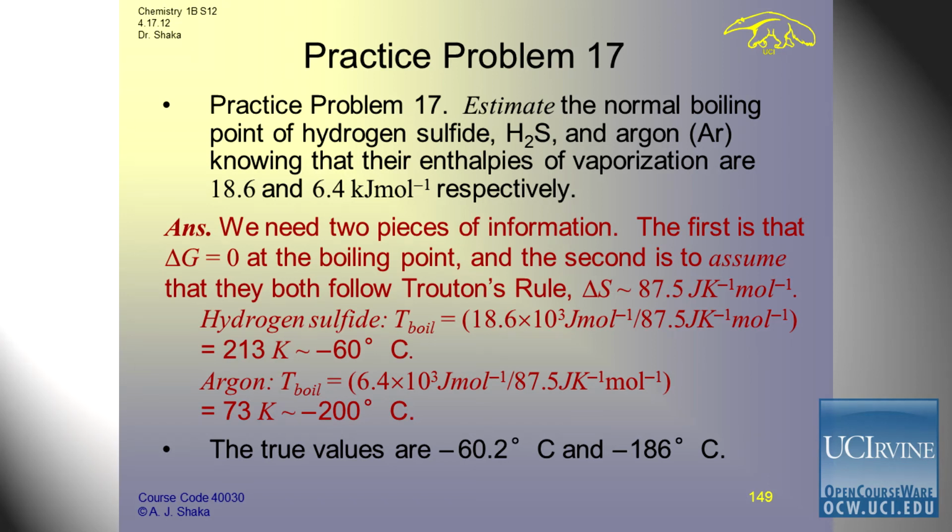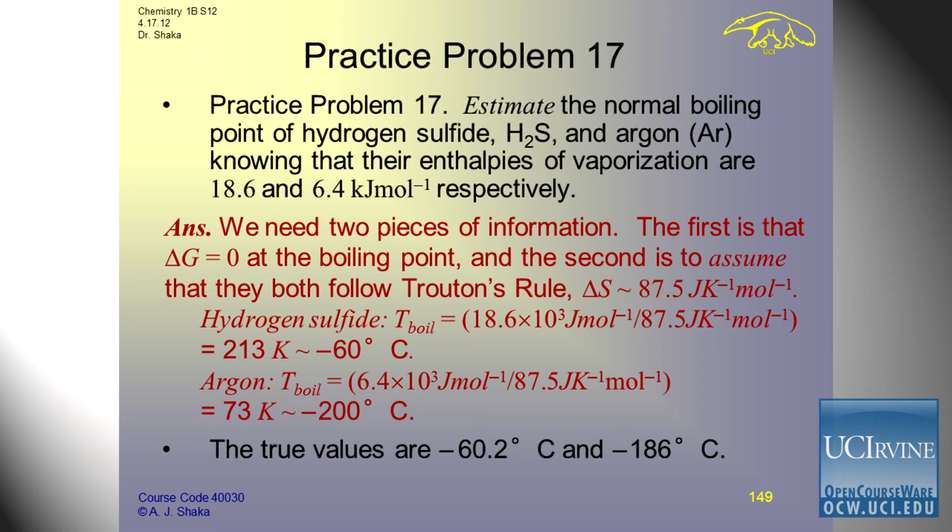Now, remember when we said delta G is equal to 0, which happens for most phase transitions or equilibria, you can relate the temperature to the enthalpy and to the entropy, right? T boil, for example, is equal to delta H boil over delta S boil. Here they're asking us to find T boil. They gave us delta H boil. What do we need? Well, we need the entropy, right?